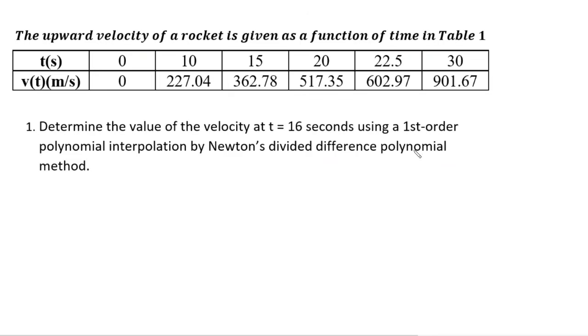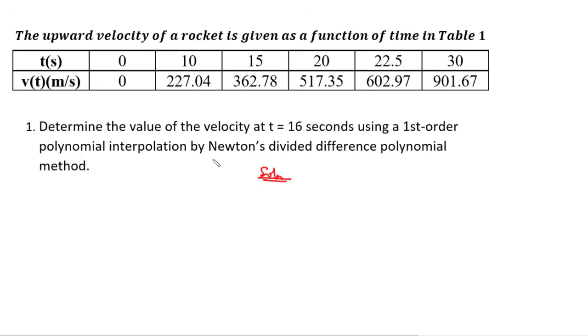So in the first problem, we have this data set, and then we are asked to estimate the velocity at t equals 16 seconds using a first order polynomial interpolation by the Newton's divided difference polynomial method. So let's try to solve this problem together.